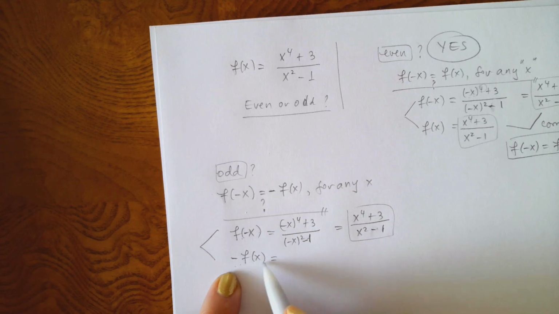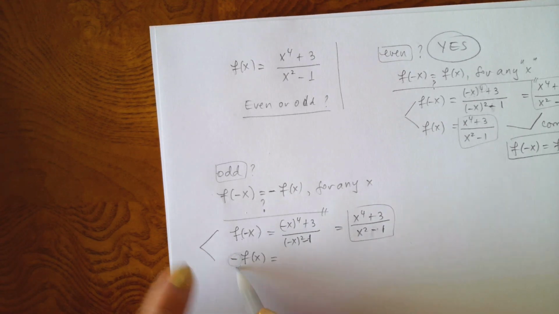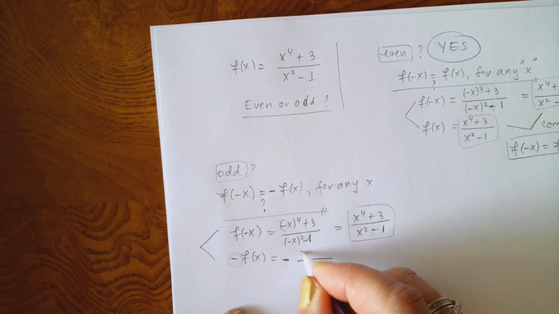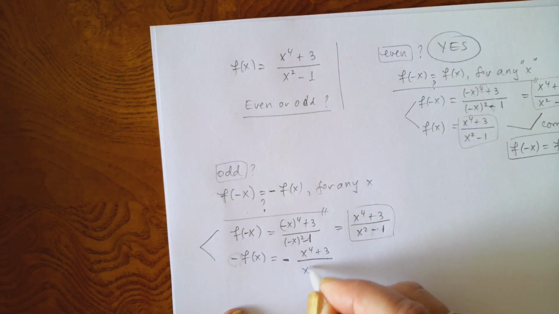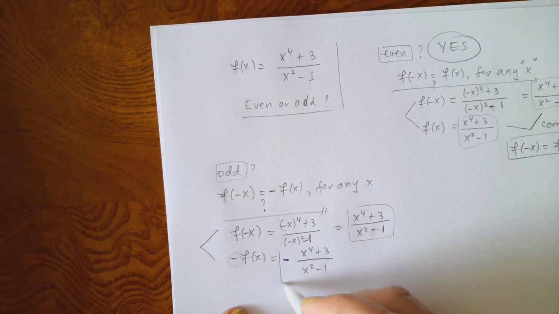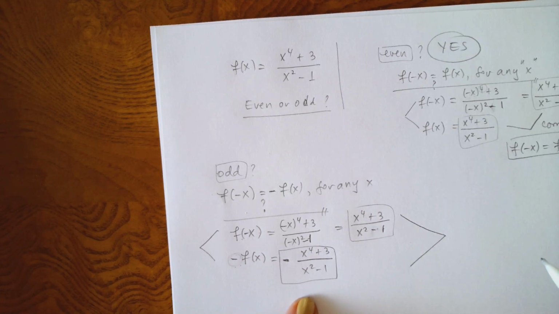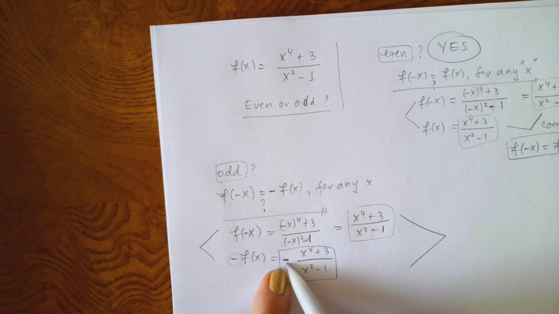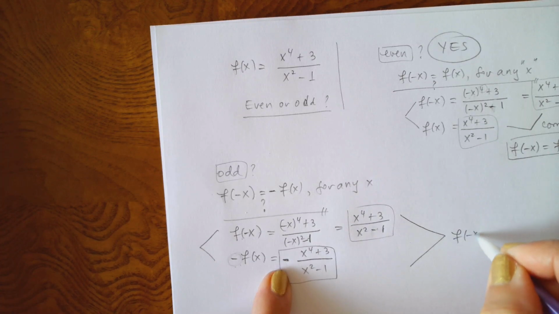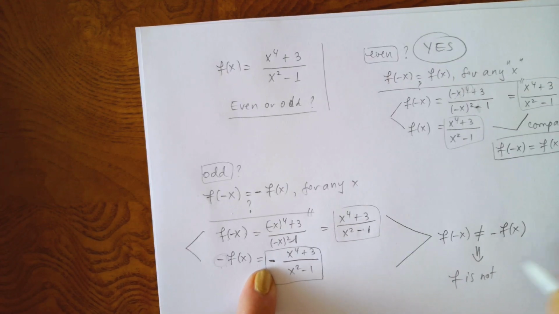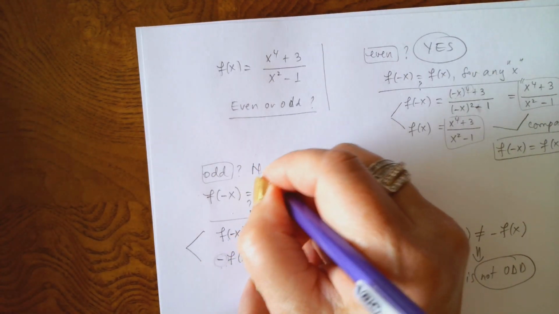Now what does it mean, minus f of x? This means that I'm just adding minus in front of the function right here. So I'll have minus, fraction line, x to the power of 4 plus 3 over x squared minus 1. There is not anything else that I can do. So now I'm comparing, equal or different. As you can see, this one has an extra minus in here. So I say that f of minus x is not equal to minus f of x. So this means f is not odd. Okay, so it's a no to this question.